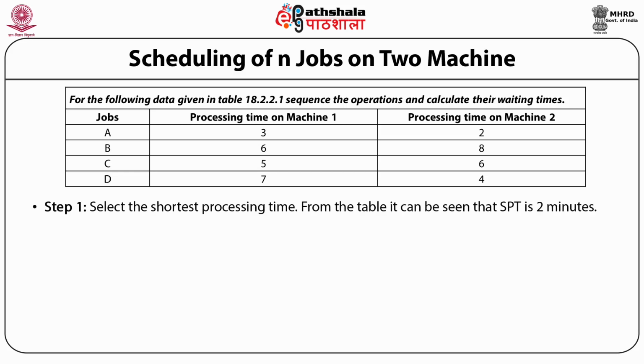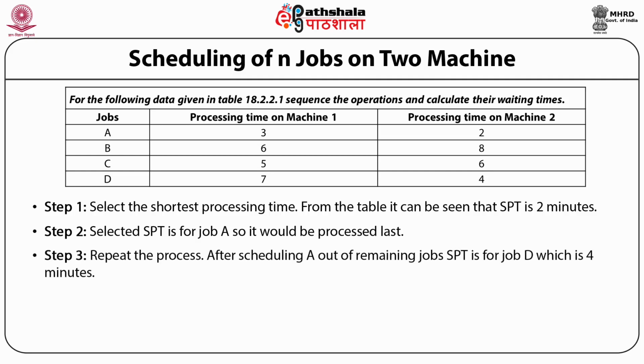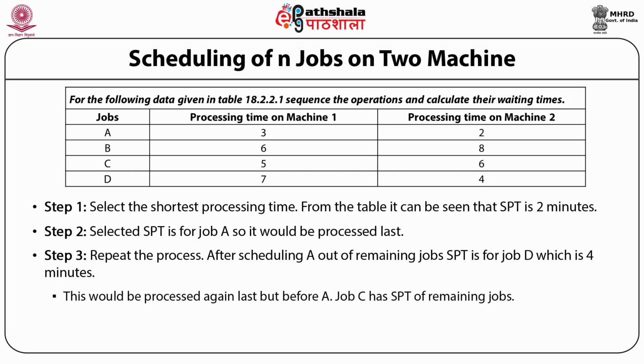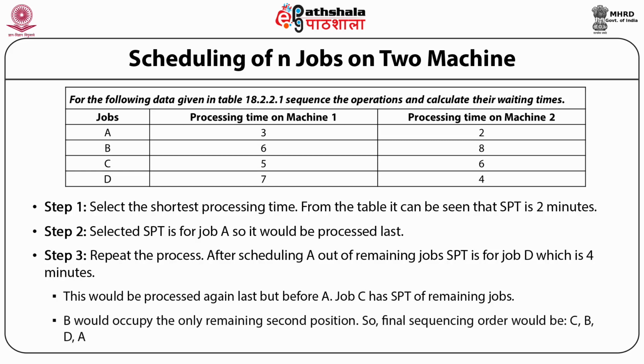Step 1. Select the shortest processing time from the table. It can be seen that SPT is 2 minutes. Selected SPT is for job A, so it would be processed last. Step 3. Repeat the process after scheduling A. Out of remaining jobs, SPT is for job D, which is 4 minutes. This would be processed again last but before A. Job C has SPT of remaining jobs. As it is for machine 1, it would be processed first. B would occupy the only remaining second position. So final sequencing order would be C, B, D, A.